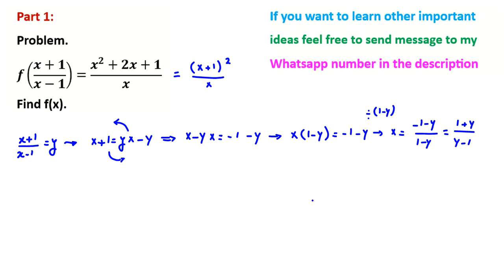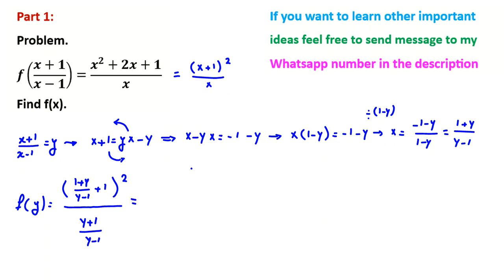Now, in the next step, we can say f of this is y, so f of y equals x plus 1 squared over x. What is x? So it's 1 plus y over y minus 1, plus 1, whole squared, over 1 plus y over y minus 1, or we can write y plus 1 over y minus 1.